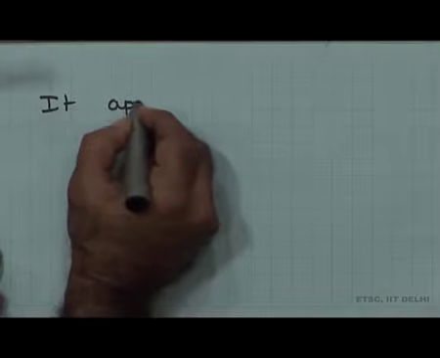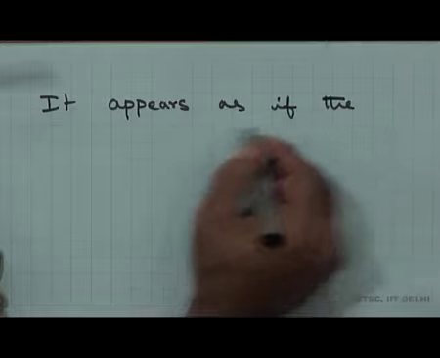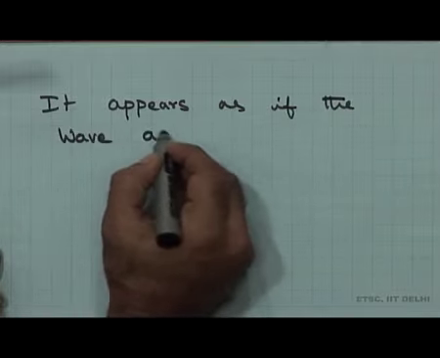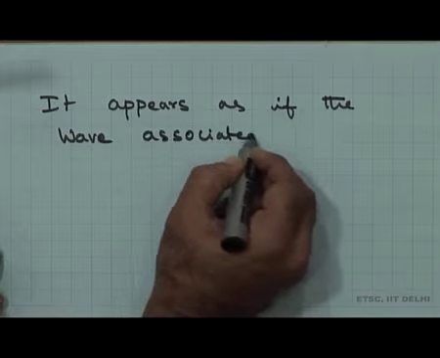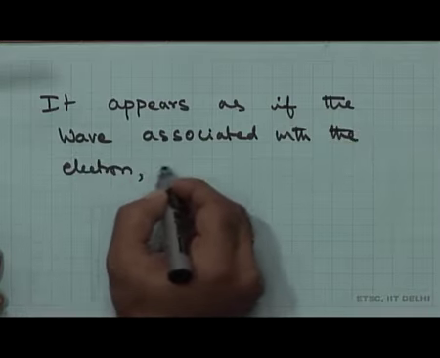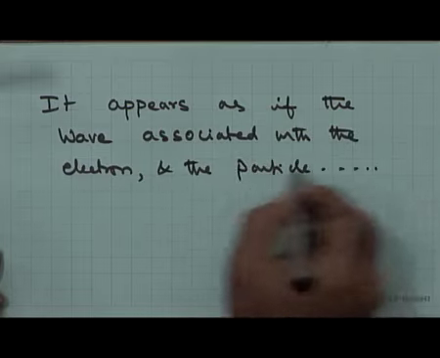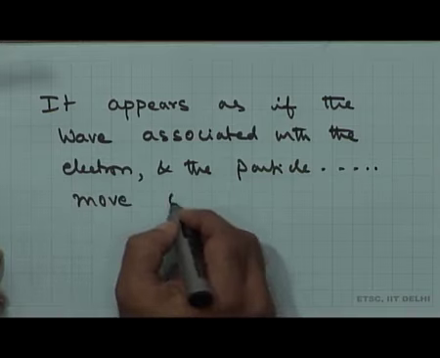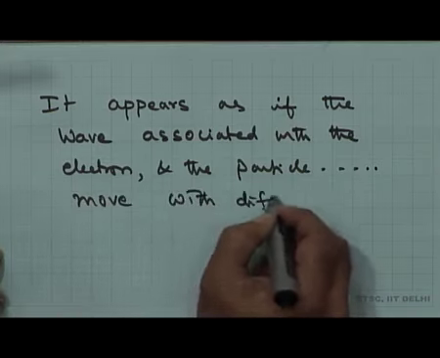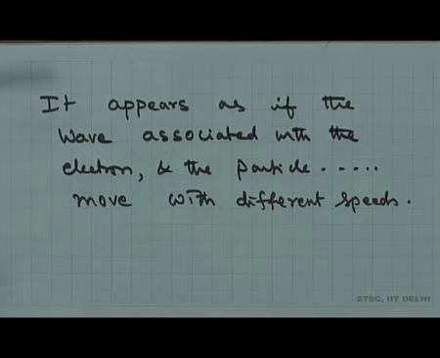It appears as if the wave associated with the electron and the particle associated with the electron move with different speeds. This is certainly of concern, but not of very great concern.